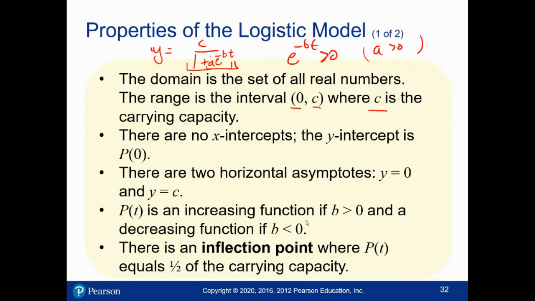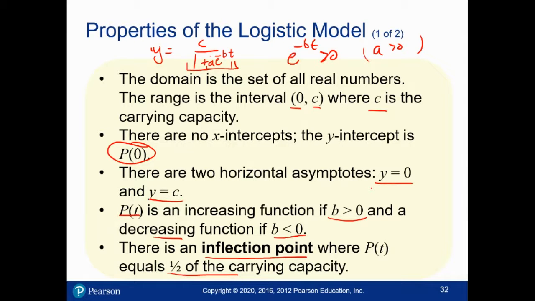growth past that point. There are no x-intercepts because you have that horizontal asymptote of 0 and you stay above it. It does have a y-intercept. It's just whatever you would get when you plug in 0. Okay, as mentioned, two horizontal asymptotes. We saw it's increasing when b is positive and decreasing when b is negative. And there is what's called an inflection point at half of the carrying capacity.